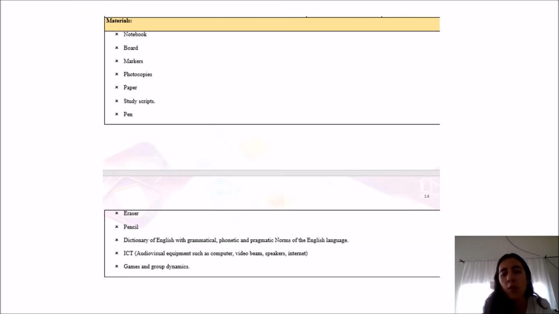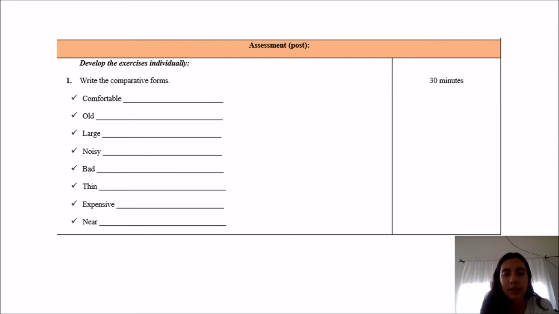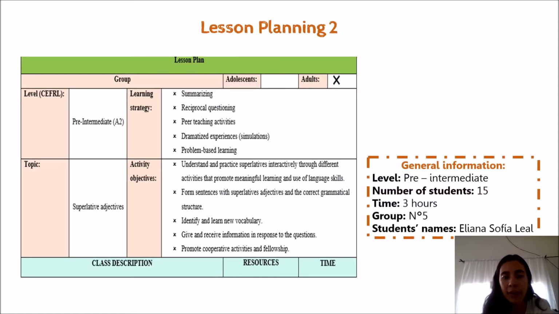The materials for all the lesson plan are notebook, board, markers, photocopies, paper, study scripts, pen, eraser, pencil, dictionary of English, ICT, that is audiovisual equipment such as computer, video beam, speakers, internet, games, and group dynamics. The assignment is simple and consists of developing 4 exercises that put the linguistic abilities of the students in operation and help them to learn the subject in a meaningful way.